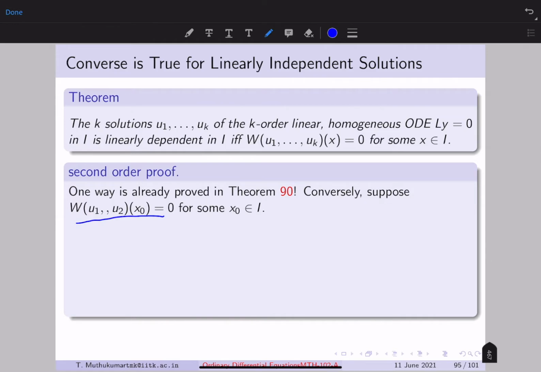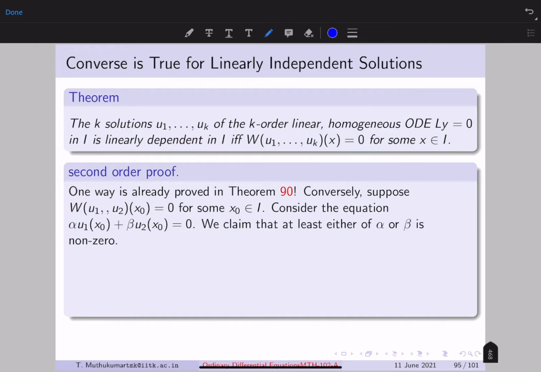Okay, so suppose the Wronskian is 0 at some x naught, since we need to assume this. So the Wronskian is 0 at some point in the domain. Let's call that point x naught. We need to show that u1 and u2 are linearly dependent, where u1 and u2 are solutions to a linear homogeneous second order ODE. So we assume that the Wronskian is 0 at x naught.